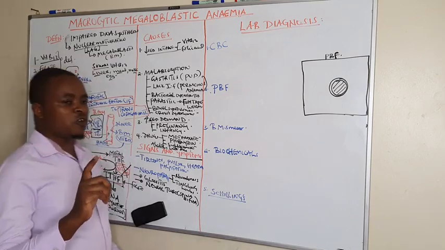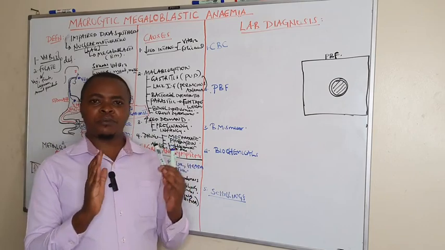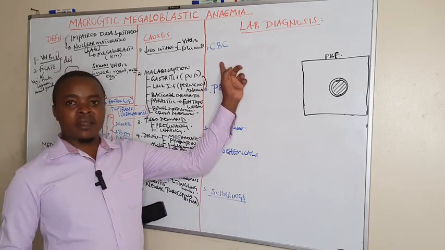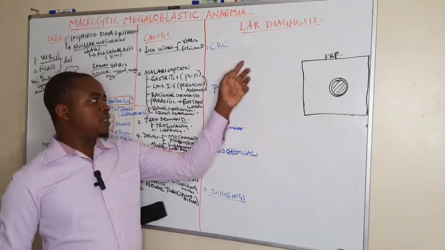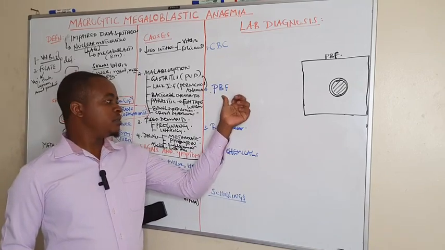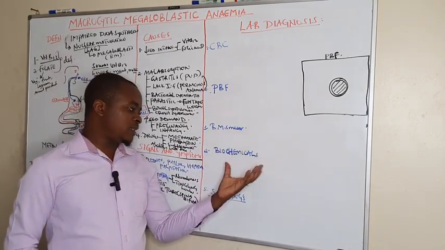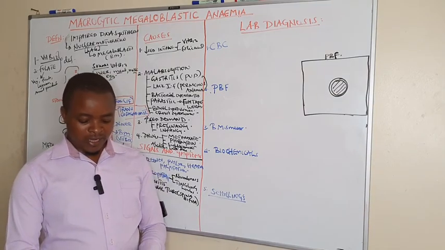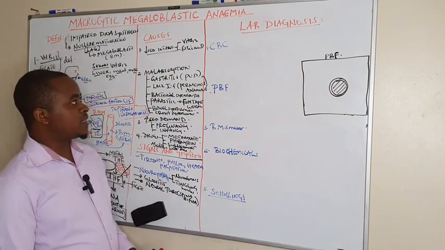So one of the diagnosis approaches of megaloblastic anemia, we are going to start with complete blood count. We see how it looks like. We go to peripheral thin film, we go to bone marrow, and lastly the biochemicals which we can perform on someone's blood suspected of megaloblastic anemia.